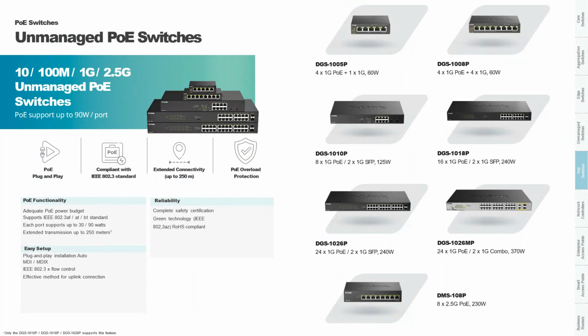There is something that I just want to quickly add. Some of the switches in our range provide a physical dip switch on them that allows you to change various functionalities without even having to access a user interface. So, if I am not mistaken, here you can see on the slide DGS 1010P, 18P, and 26P has the ability to enable this extended transmission mode up to 250 meters, so you can power and connect devices up to 250 meters.